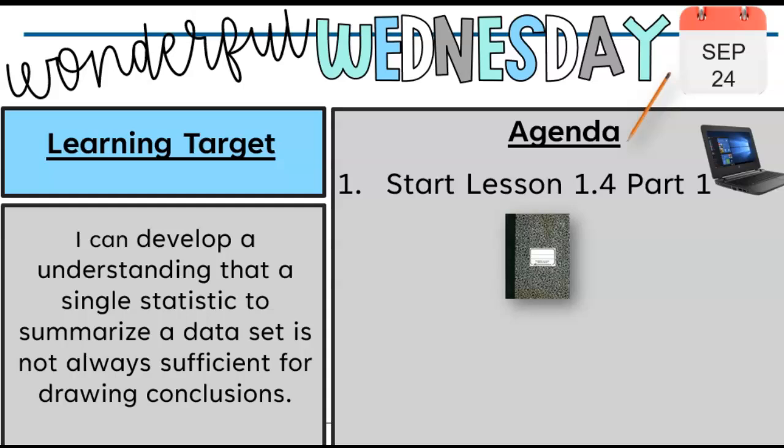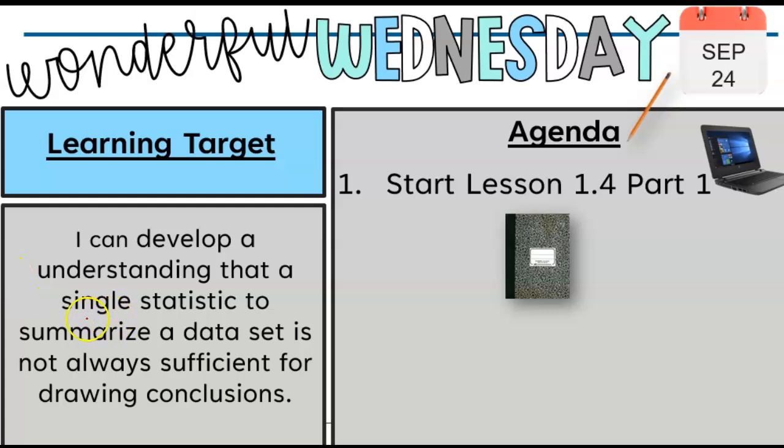All right, so today we're starting lesson 1.4. We're just doing the first part. There's going to be lots of exploring, lots of Desmos for today. And so the target when you leave is to understand that a single statistic to summarize a data set is not always sufficient for drawing conclusions.